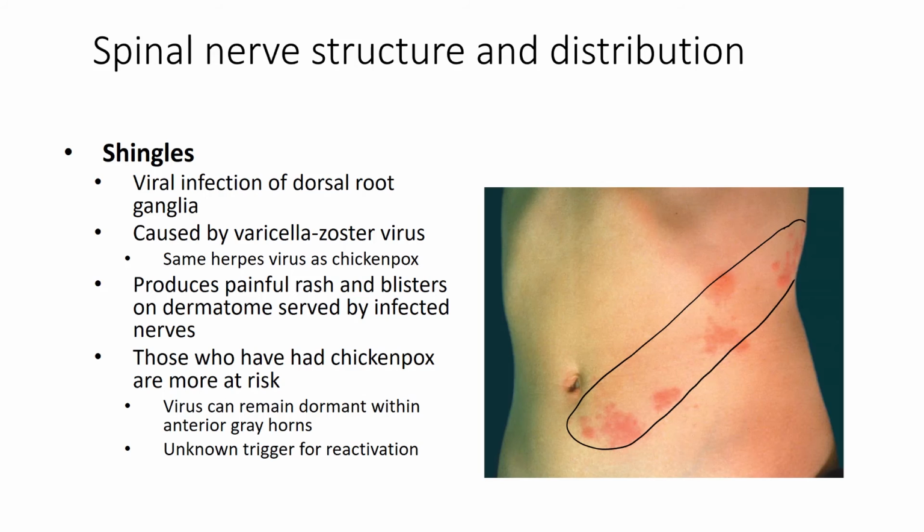So if you got the chickenpox vaccine when you were a child and never got chickenpox, you're probably not going to get shingles. But in my generation, there wasn't a vaccine, so most kids got chickenpox and are susceptible for the rest of our lives to shingles flare-ups. And so being able to identify that is very important, because the treatment is slightly different than for a normal rash, like contact dermatitis. So you have to be able to recognize the different dermatomes. And the virus for shingles can remain dormant within the anterior gray horns for years before something triggers the reactivation.